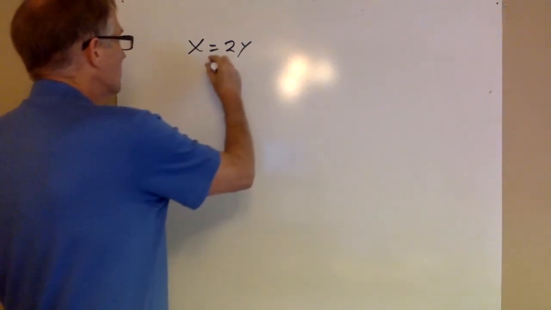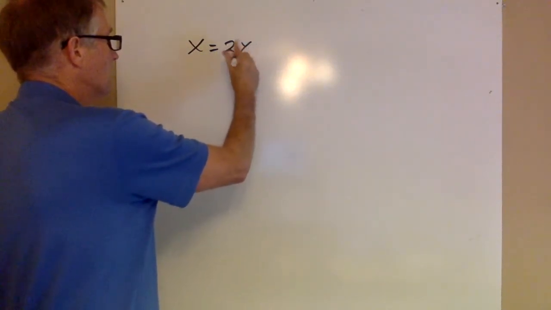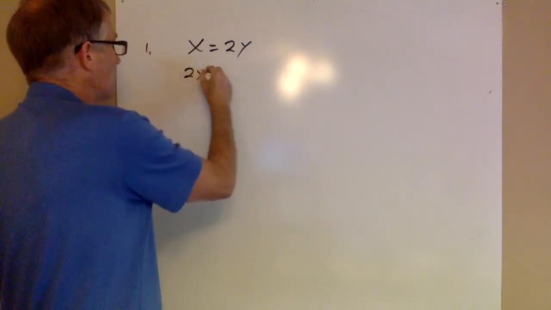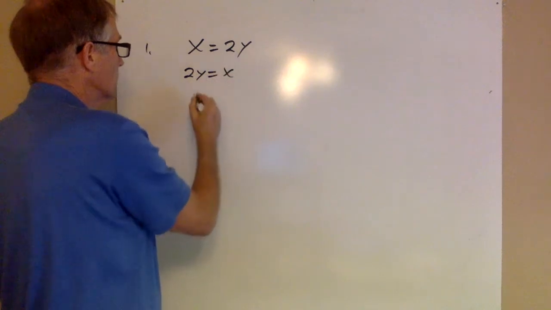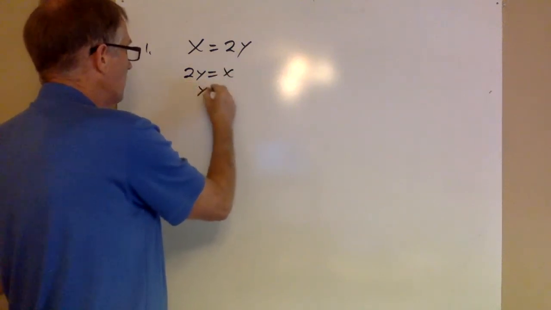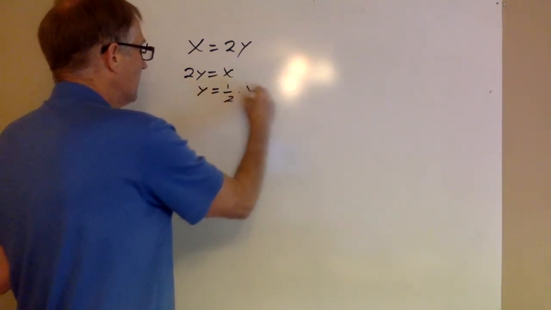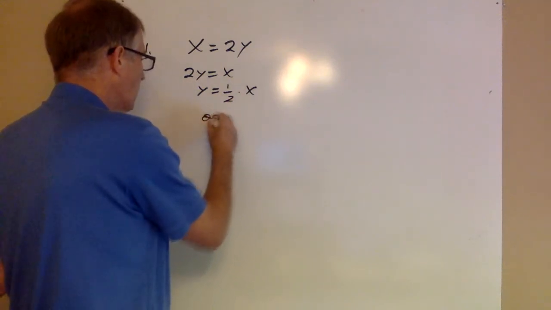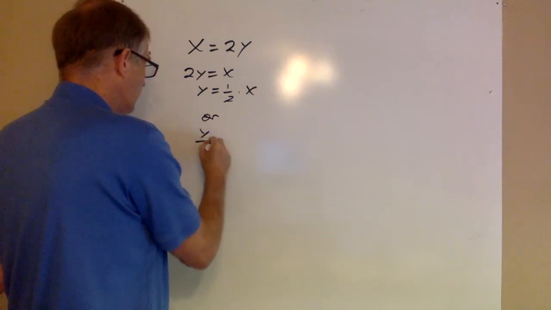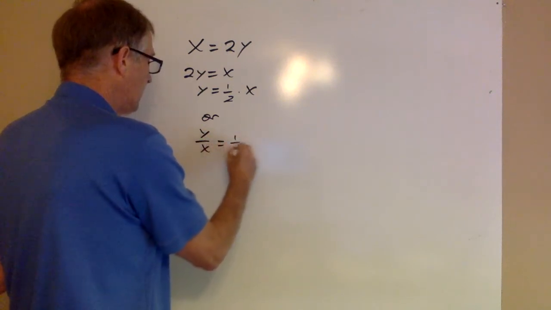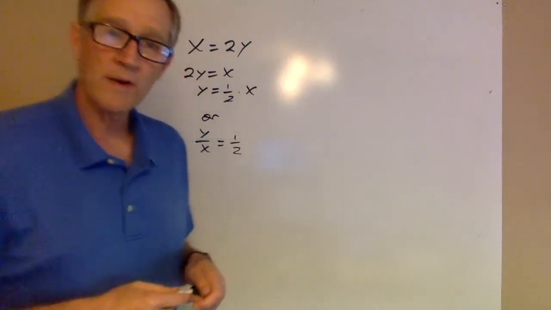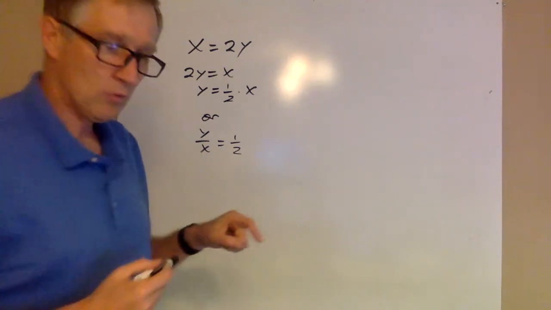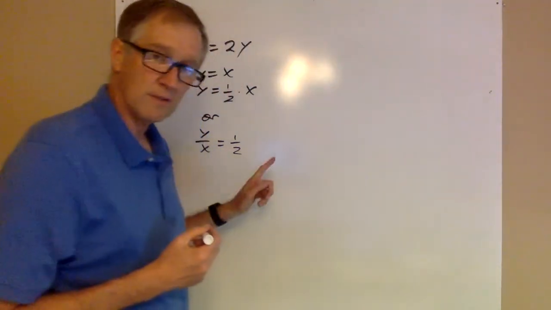This one, example 1, if I solve for y, I can do 2y equals x, just switch it around. Divide by 2, I get y equals 1/2 x, or y divided by x equals 1/2. So k is 1/2. But that is a direct relationship. So this is not inverse, it's direct.